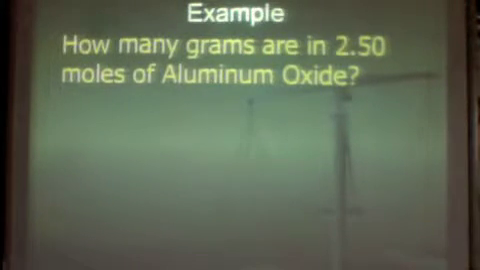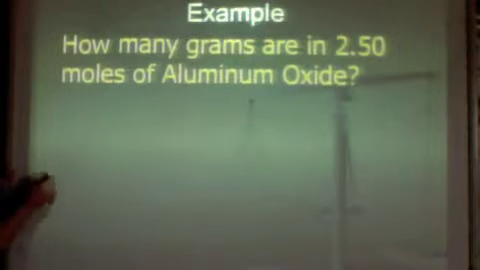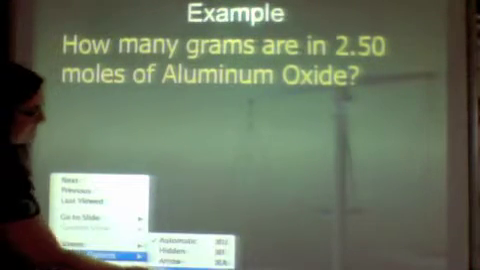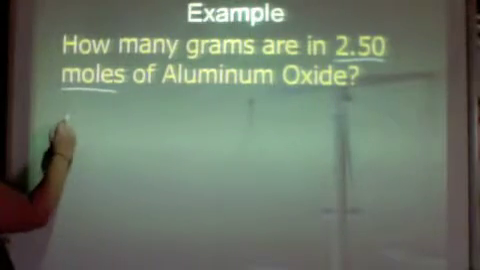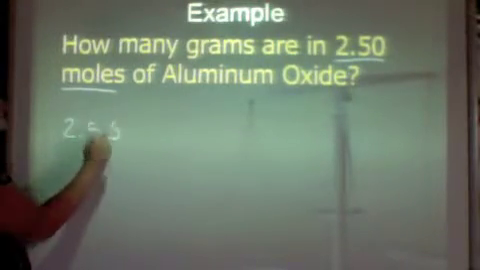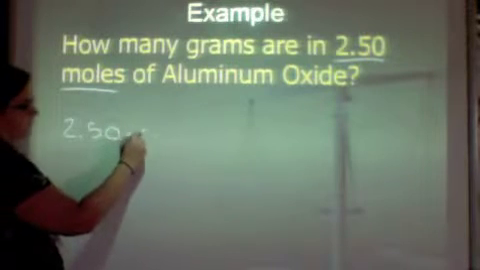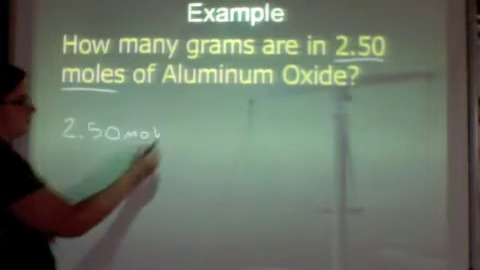Okay, so next we're going to do one more of these, and in the video we've got one more thing and we'll be done. So how many grams are in 2.50 moles of aluminum oxide? So what are we starting with? We are starting with 2.50 moles of aluminum oxide. So we're going to write the formula for aluminum oxide.